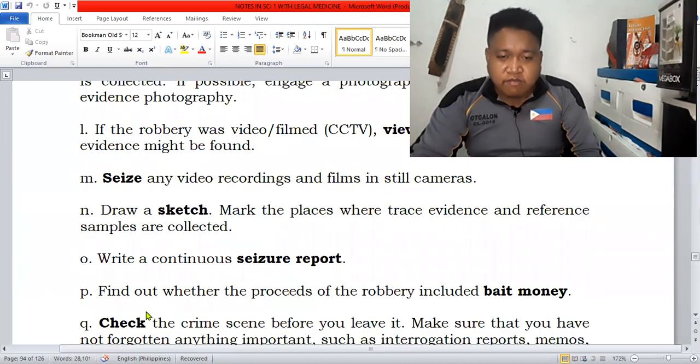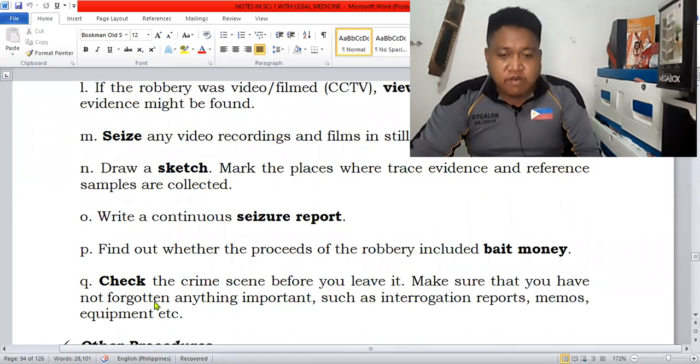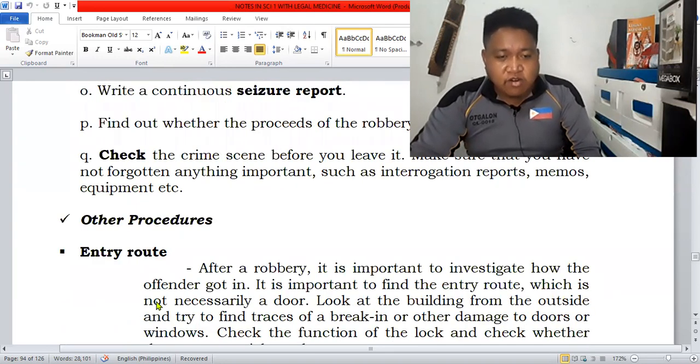Find out whether the proceeds of the robbery included bait money. Check the crime scene before you leave it. Make sure that you have not forgotten anything important, such as interrogation reports, memos, and equipments. Other procedures in crime of robbery in the entry road.